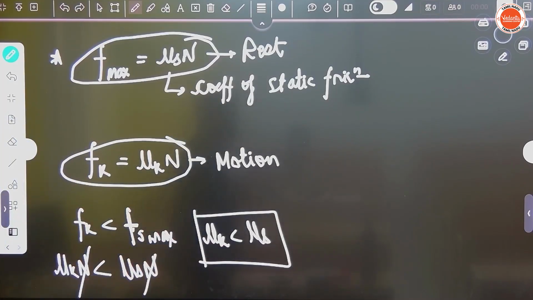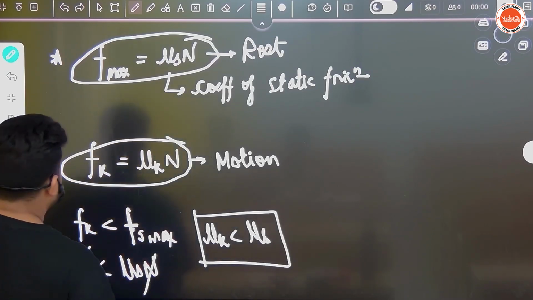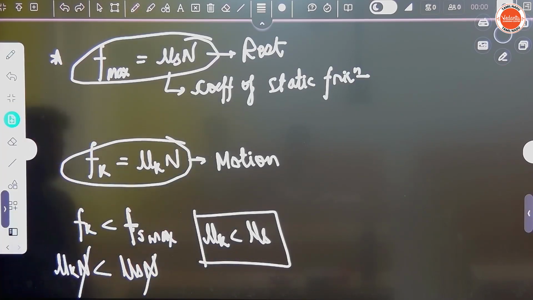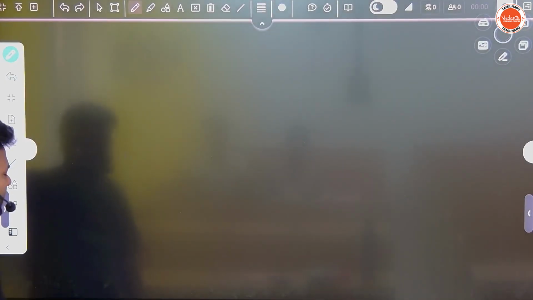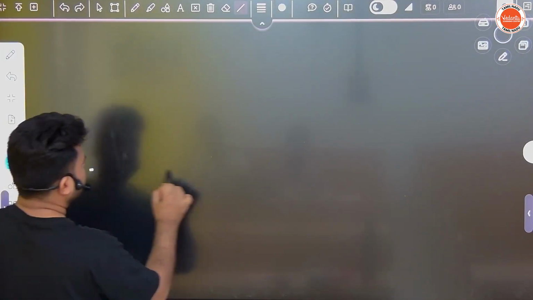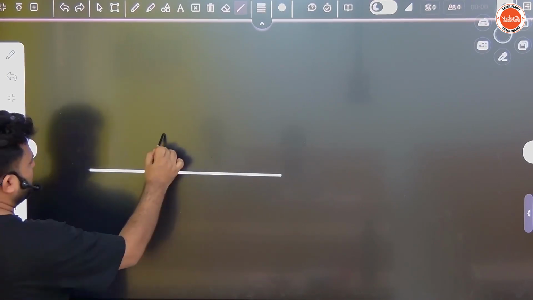Okay. I will take 5 minutes more, because this friction is important. Now see, 2-3 points you should understand. One is like, see, there is an object.